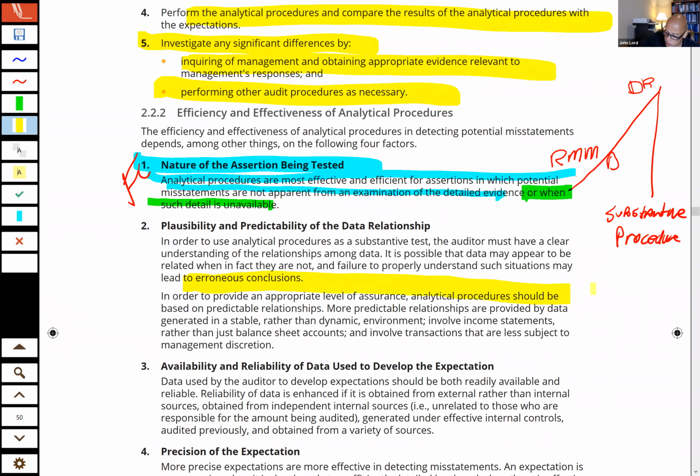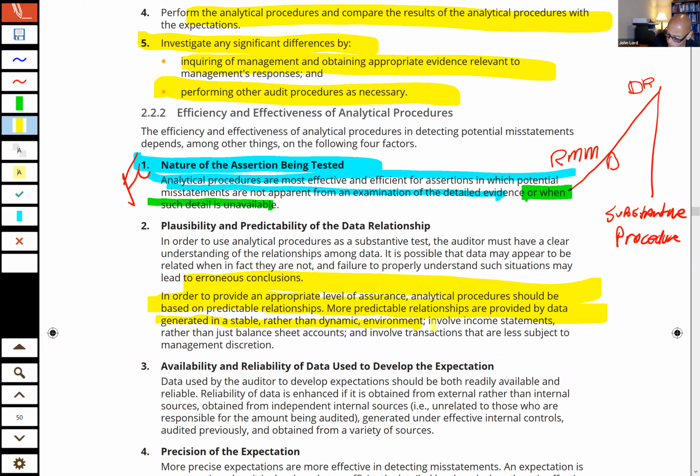And then come over, and in order to provide a level of assurance, analytical procedures should be based on predictable relationships. Water bill to washing machine revenue. You can't wash clothes without water. That's a predictable relationship, okay? More predictable relationships are provided in a stable rather than dynamic environment, okay? For example, transactions happen fairly evenly over the year, let's say.